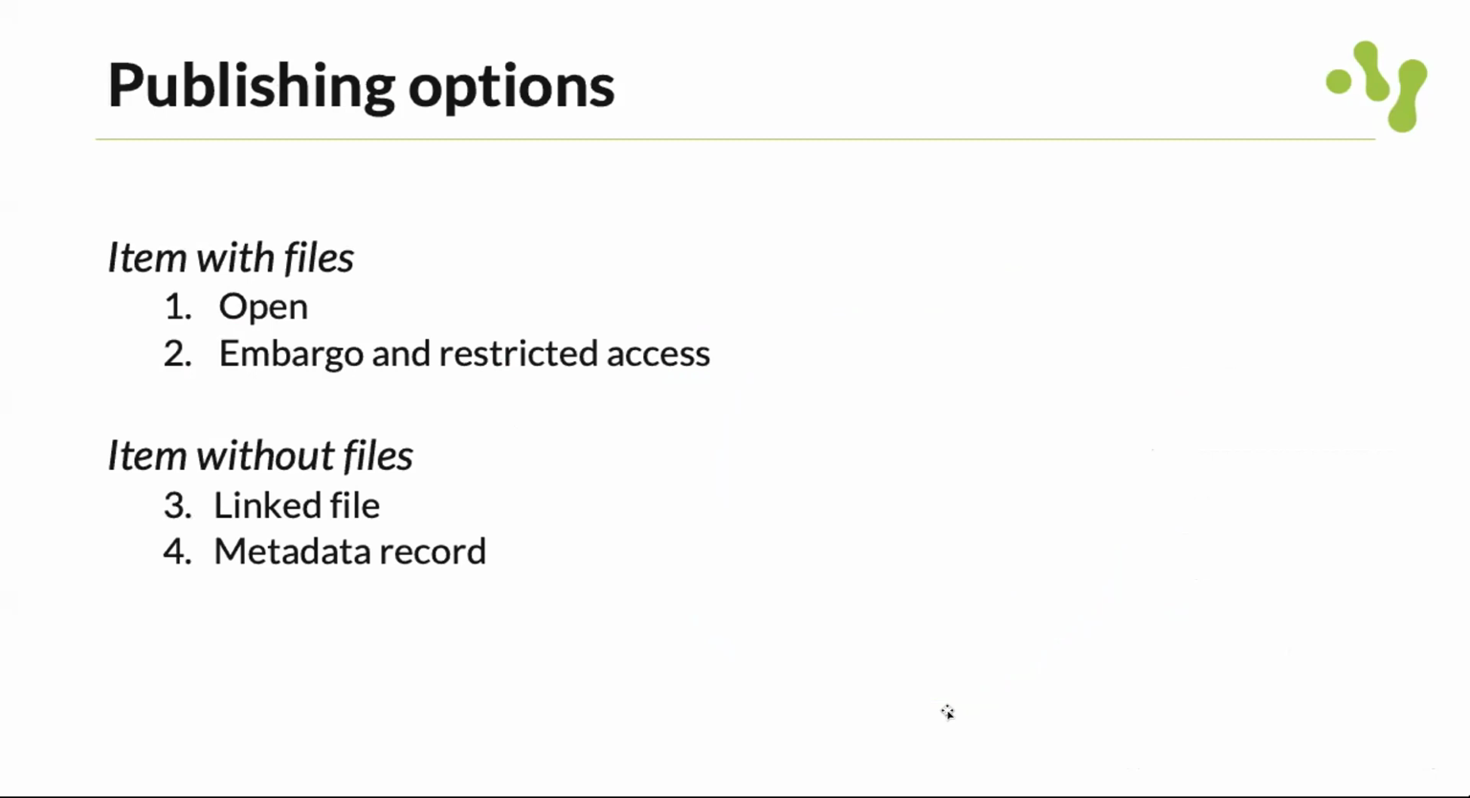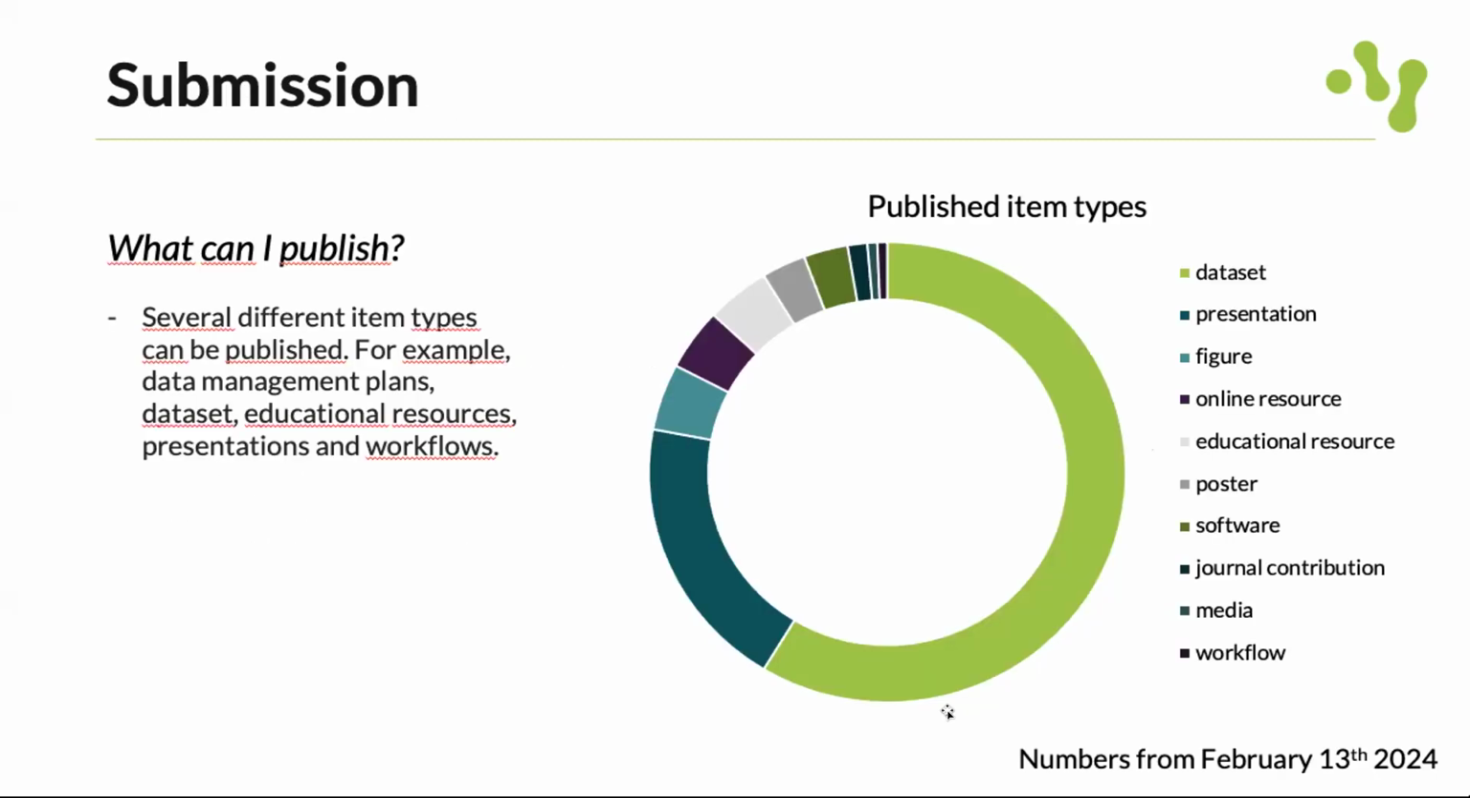Excuse me, Anna, was that image representing the megabytes or the numbers? Sorry, it's the number of items. Oh, interesting. So 176 items that have been published are of type data set. And a very small number are workflows.